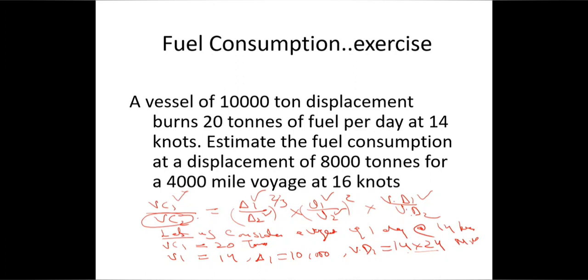Okay sir. And voyage consumption is for one day only, at 20 tons per day, so the voyage consumption will be 20 tons. So in place of VC1 I will put 20 tons. Delta 1, delta 2 are known, V1 and V2 are also known. Voyage distance 1 will be 14 into 24, voyage distance 2 is 4000, and I will get the same answer. Voyage consumption 2 will be exactly the same as what you got by the other method.